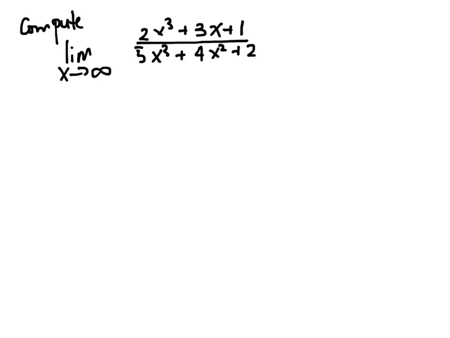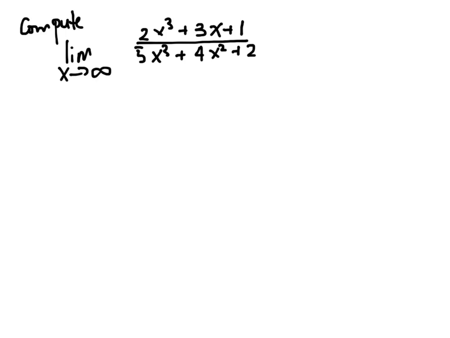Okay, I want to do a few examples of limits at infinity. So you have a couple extra examples to look at. So let's start with this limit. We're going to compute the limit as x goes to infinity of 2x cubed plus 3x plus 1 all over 5x cubed plus 4x squared plus 2.